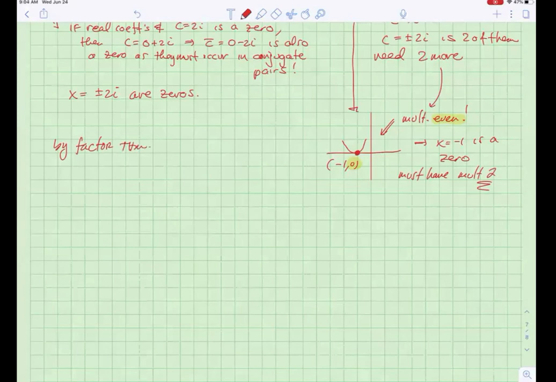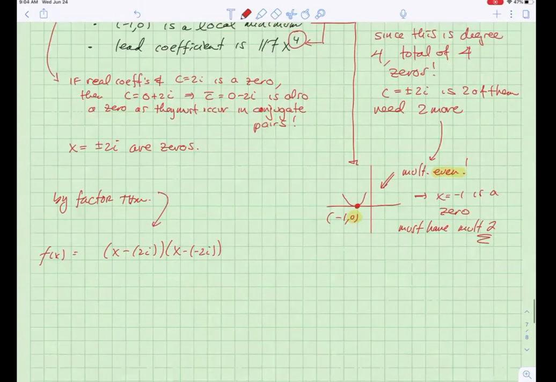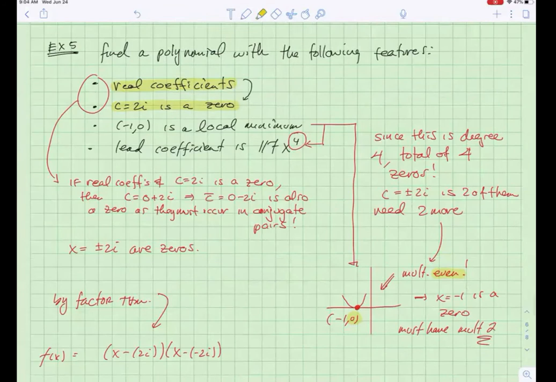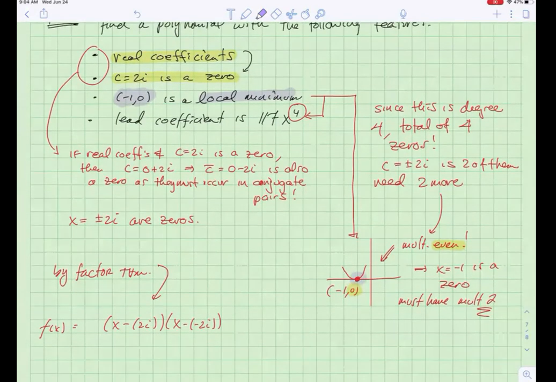So by the factor theorem, this polynomial has to be x minus 2i, x minus negative 2i. Let me move this down a little bit. I'm confused as to how you got negative 1 for one of the zeros. Okay, so right here it says that negative 1, 0 is a local minimum. Okay, gotcha. Yeah, so because the y-coordinate is 0, it has to be on the axis. You're probably not the only one who was confused by that.